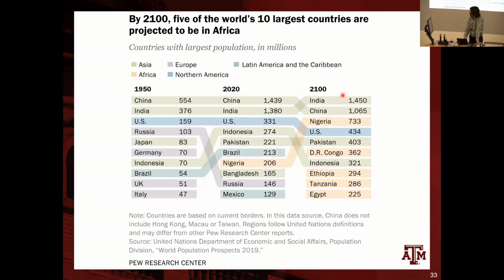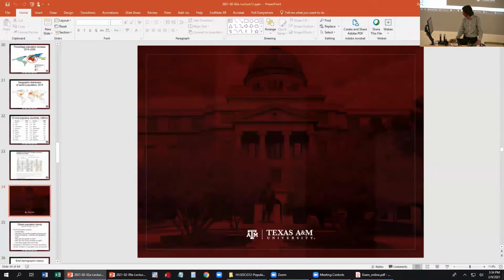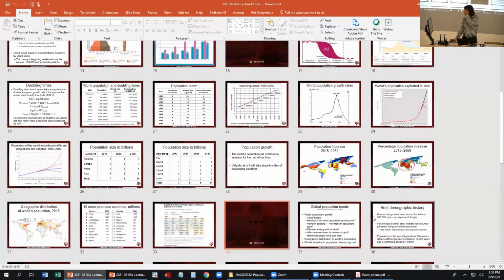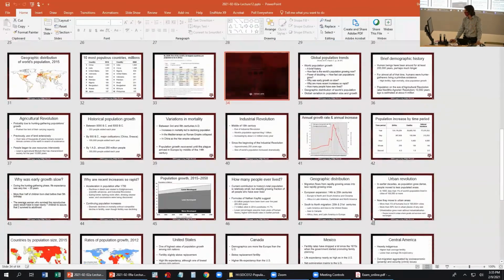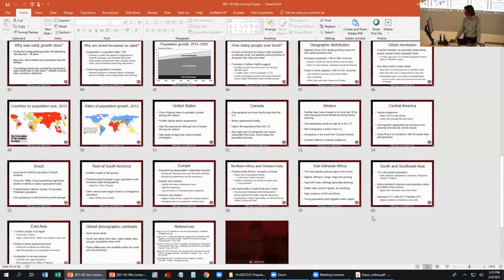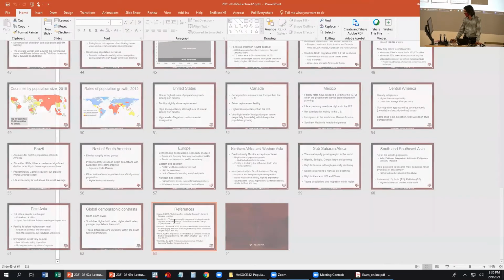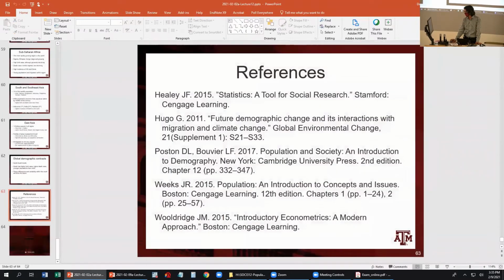Cool. So the next slides in this lecture are all extra material, and that's from another textbook by John Weeks. So these extra slides here, you can take a look at them. It's just some more information about specific countries and continents as well. And that material is from chapters 1 and 2 of John Weeks' textbook, okay?